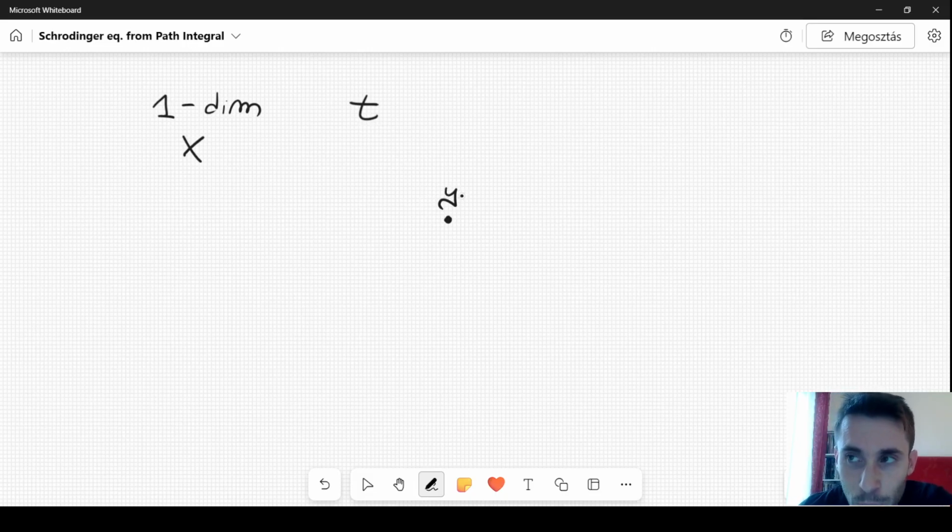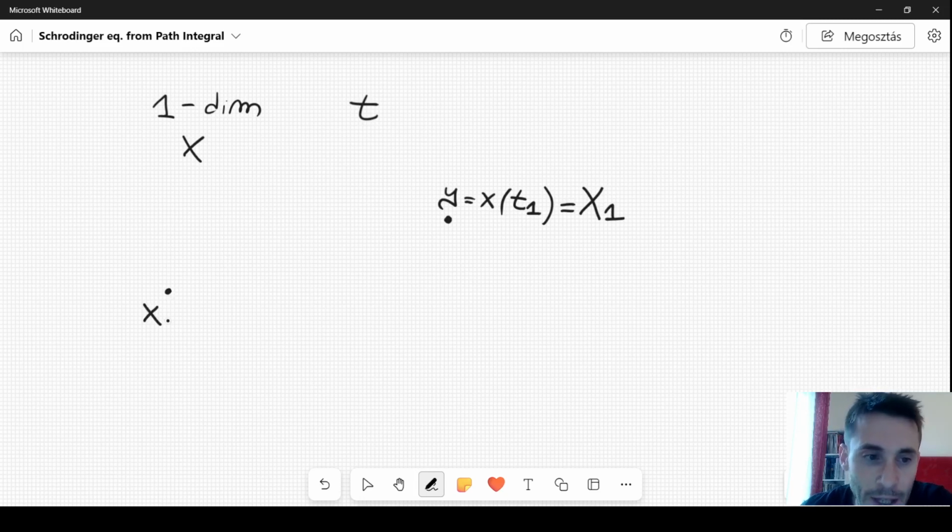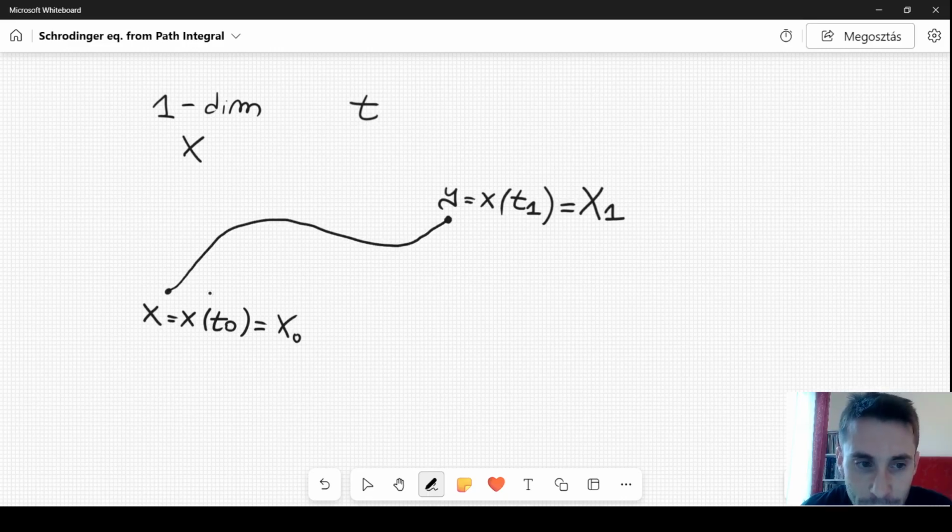The endpoint will be y, and this will be a function x calculated at the final time that we call t1, and for the sake of convenience sometimes we might just label it as x sub 1. And then we have one starting point for the path integral that we call x, and this would be the function x, the position function evaluated at the initial time t0, or if you want we can call it x0. And the path integral evaluates all possible paths between these 2 points.